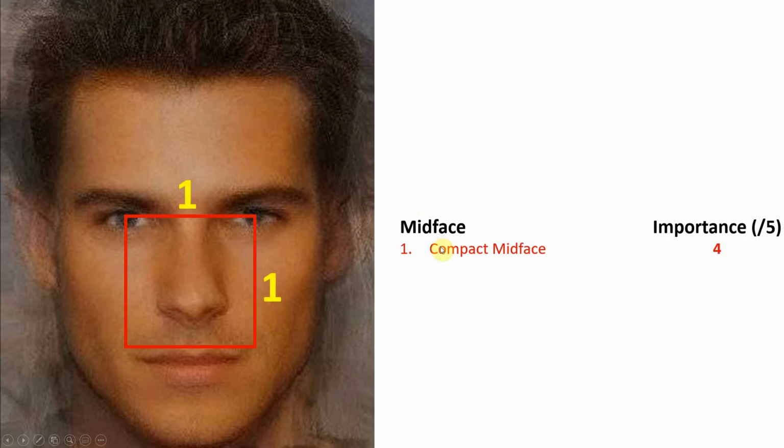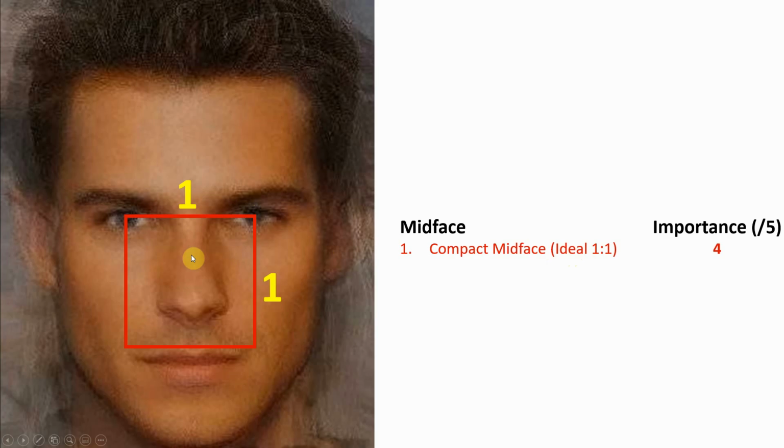So the first feature to look for is a compact midface. And this measures how clustered or tightly packed your facial features are together. And the best way to measure this is by taking the distance between your pupils and comparing it to the distance between your pupils and your upper lip. And the ideal ratio should be roughly 1 to 1.